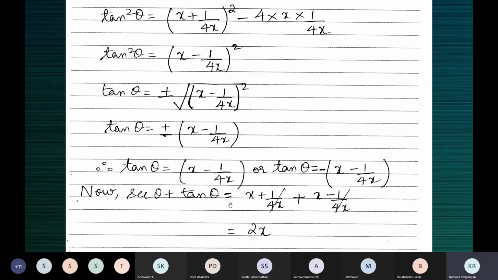Now let's find secant theta plus tan theta. We'll take the first value here, this one. Secant theta is given to us in the question, x plus 1 by 4x, plus tan theta. Secant theta is this one, plus tan theta we'll take this one. When you work this, you get 2x.